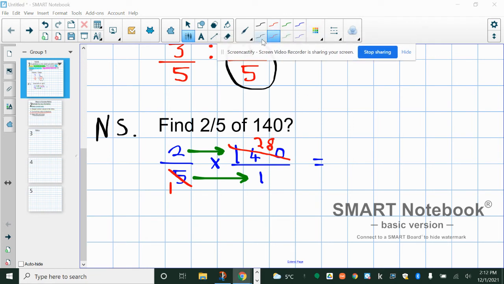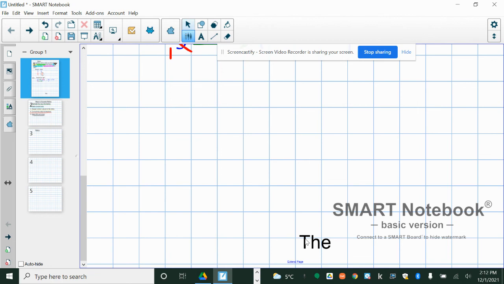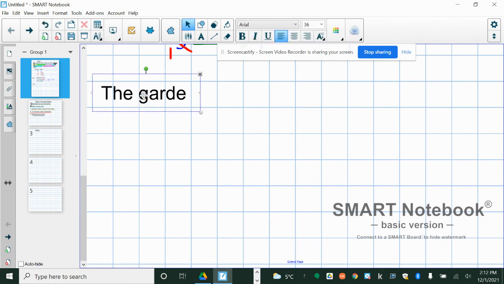Now my last step in this case is to do my multiplication. 2 times 28 is 56. 1 times 1 is 1. So now I've worked out that there are indeed 56 tulips sowed. I will represent that as a full sentence answer. A gardener sowed 56 tulips.